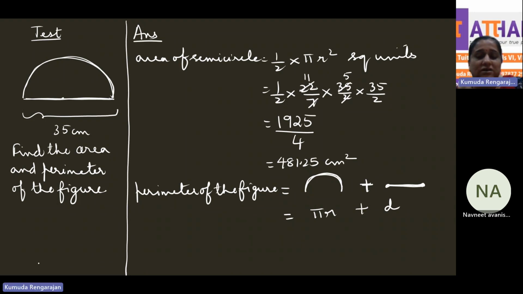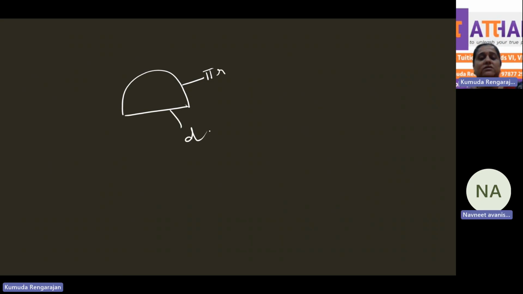Boys, see, this line segment represents the diameter, yes or no? Yes, ma'am. So what is the formula to find the perimeter of this figure? Pi r plus d. Remember, if you see a shape like this, immediately you must say the formula to find the perimeter of this figure is pi r plus d, because this is pi r, this is d.